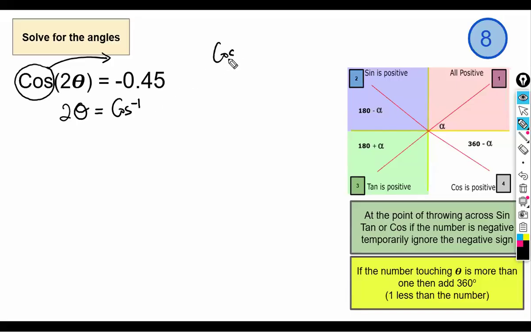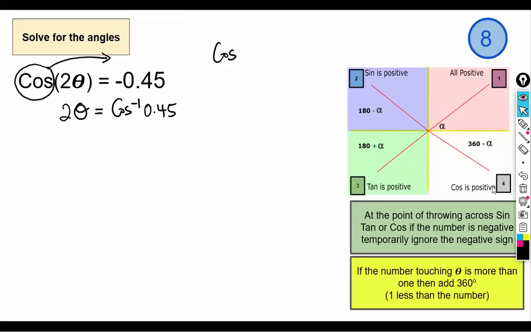This is clearly a cosine question, but when you're going across to the other side and it has a negative sign, we know what to do when it has a negative sign, right? We ignore the negative sign. So everyone find cos inverse of 0.45 and get your 2 answers for me. Remember, when it's negative, the first answer you get doesn't count as an answer. You just use that to get your 2 answers.